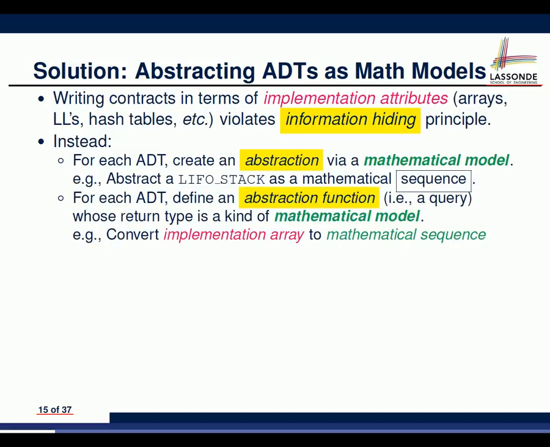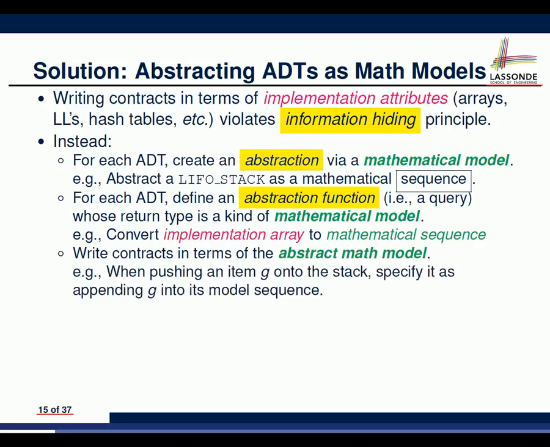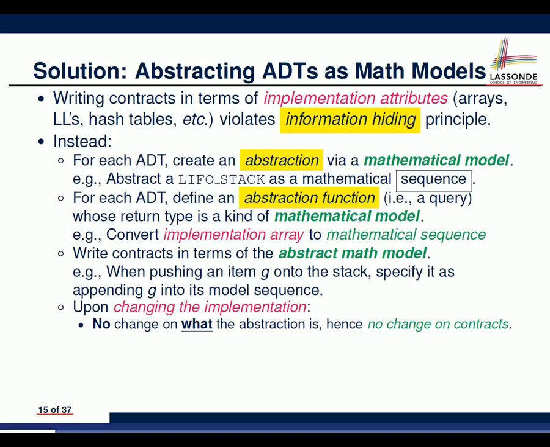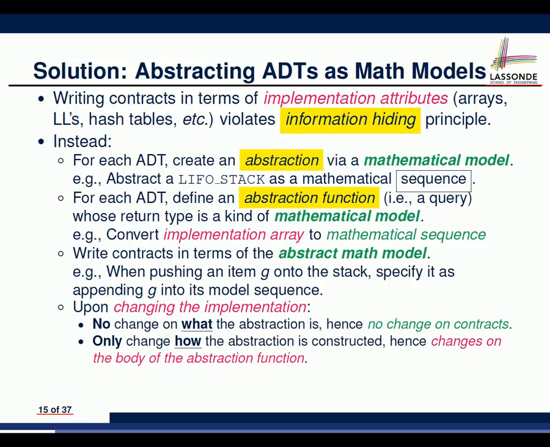It talks about the process of converting from implementation to model. Now when you change the implementation, you don't have to change what the abstraction is. It's always a sequence, always the same interpretation: the end of the sequence is the top. However, you just have to change how the current implementation strategy is converted into the model. That's the only place you have to change.